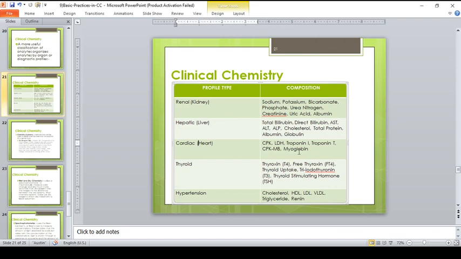Sa heart naman, we have CPK, LDH, troponin T, CPK-MB, myoglobin. But the most common is the troponin. The troponin test is commonly requested in cases of myocardial infarction or heart attack. Itong troponin I and troponin T, these are stat requests. When you say stat request, this test request must be tested immediately. Agad-agad na dapat niya-test. Upon receipt of the sample for troponin test, dapat yun na yung priority mong i-test kahit meron ka ng ibang mga sample na na-receive.